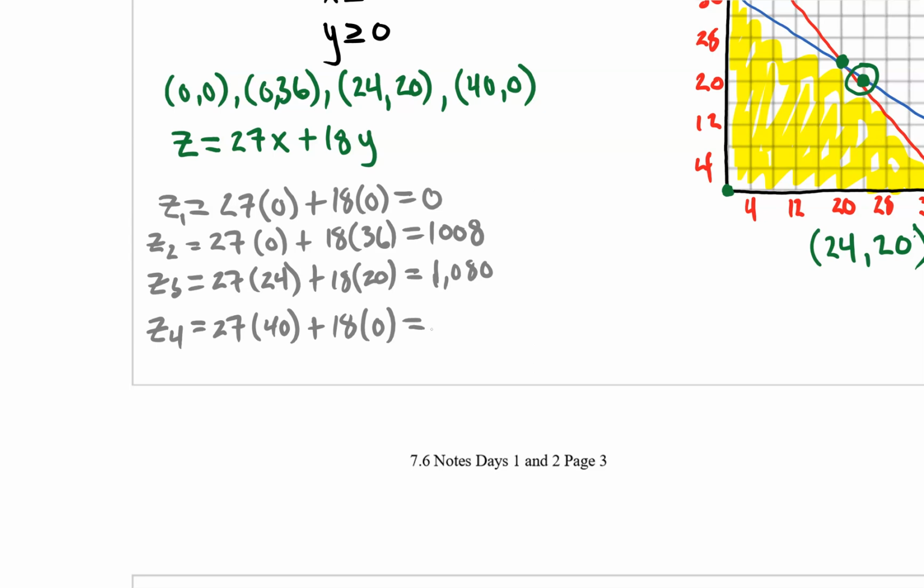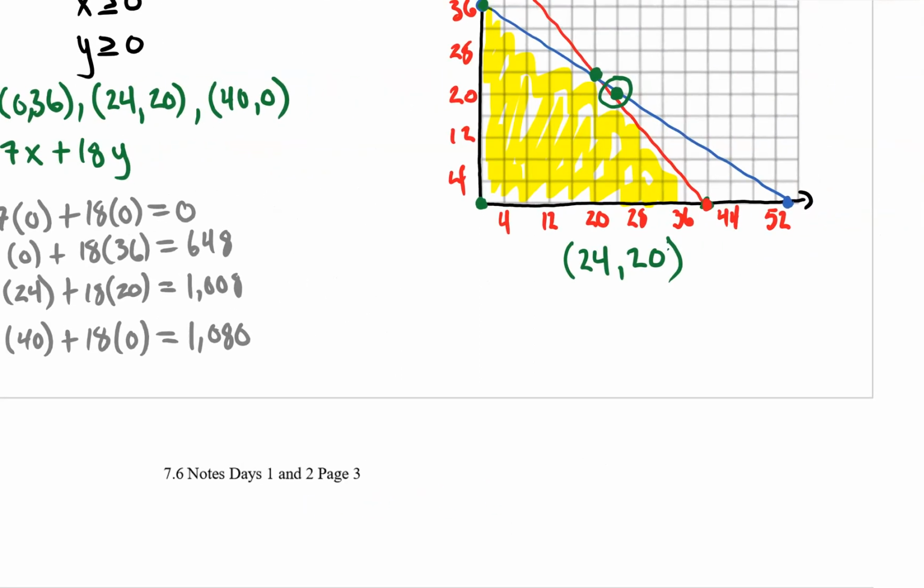Oh, wait, I think I got a couple of these mixed up. That one should be 1,008. Sorry, I got that one in the wrong place. 0, 36 ended up being 648. 24, 20 ends up being 1,008. And 40, 0 ends up being 1,080.